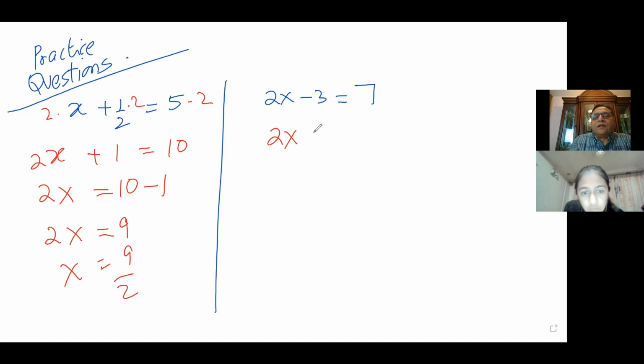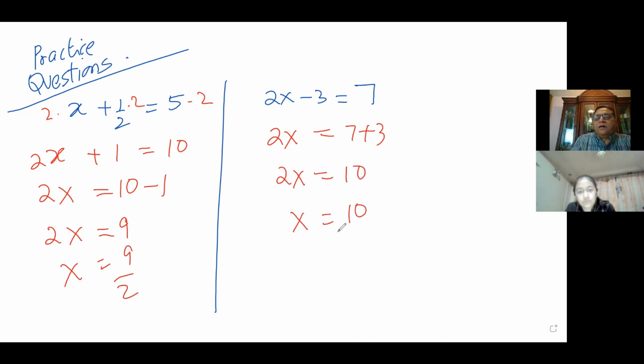We'll add 3. So when you add 3, you get 7 plus 3. So we have 2x equals 10, x is equal to 10 by 2, and we know x is equal to 5, correct? Yes. So let me take more questions.